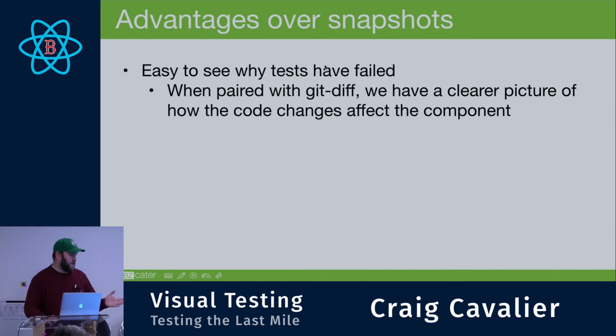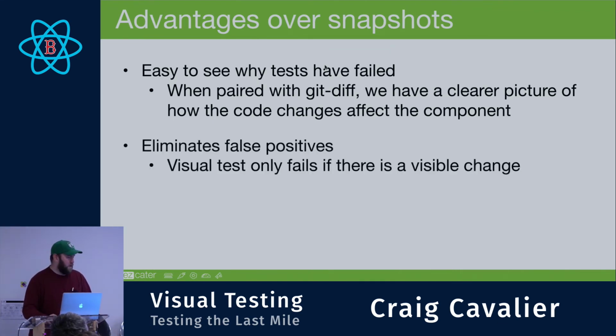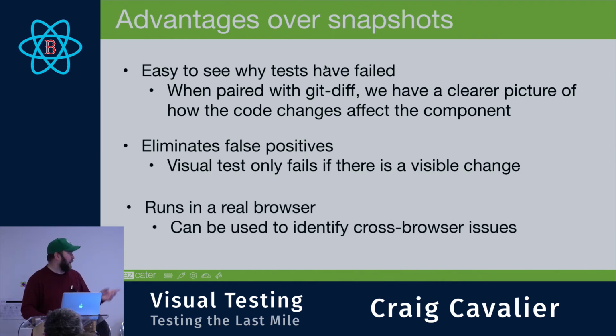So, advantages they have over the DOM snapshots. It's easy to see why the tests have failed. When we pair that with the tools in our toolset, just using a git diff, we have a clearer picture of how the change that I've made locally affects the component. It's eliminated these false positives. The visual test is only failing if there's actually a visible change to the output. And we can still run this in a real browser and identify cross-browser issues.